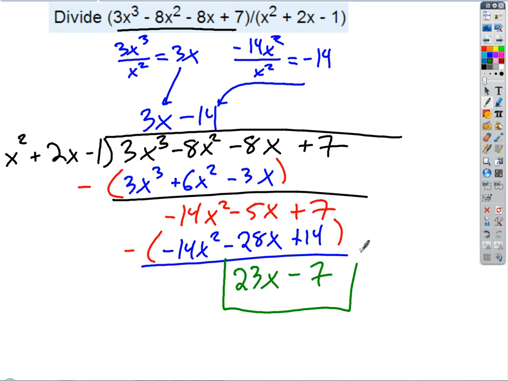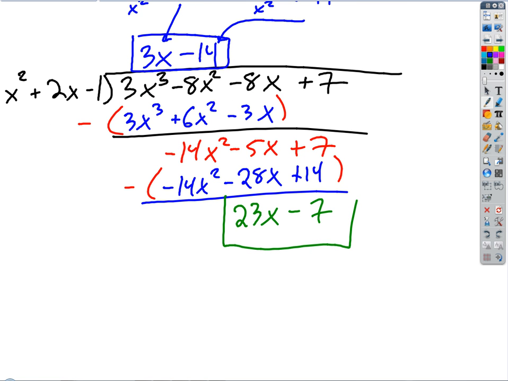Agreed? Okay, so then this is the answer. I just have to write it in the correct form. This is the polynomial part, so that's going to go first: 3x minus 14 plus, then I have to put a fraction bar. Where does the remainder go? On top. Good. So the 23x minus 7 just goes right there.